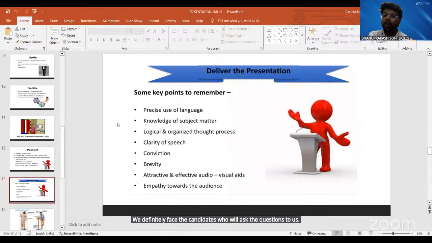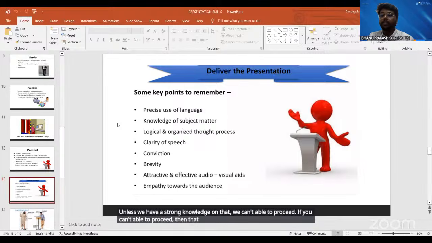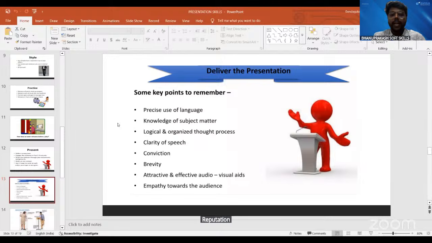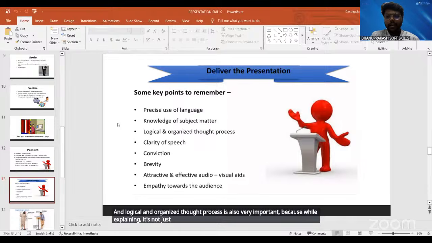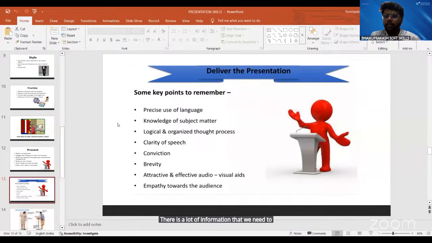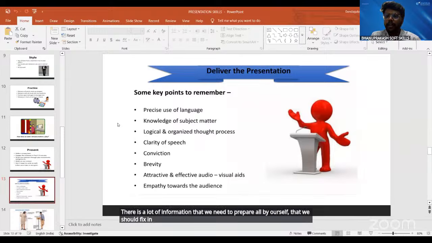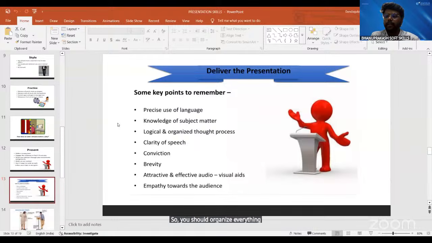Unless we have a strong knowledge on that, we can't proceed. If we can't proceed, then that will affect your reputation. And logical and organized thought process is also very important, because while explaining, it's not just about what we presented in the content. There is a lot of information that we need to prepare all by ourselves, that we should fix in our mind.